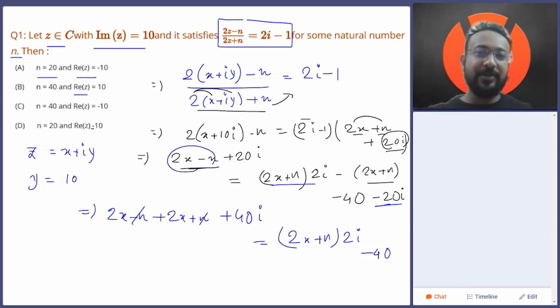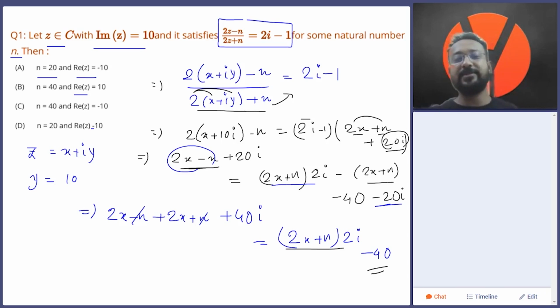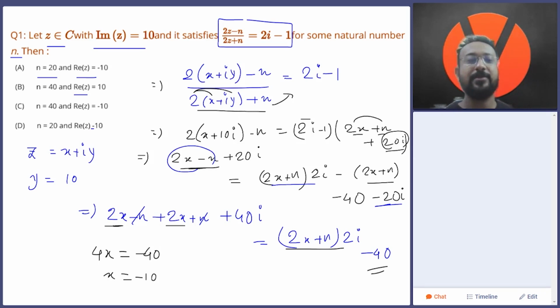So the real part on the right is minus 40, and the imaginary part is this, and vice versa. You can see 2x plus 2x is 4x, so 4x equal to minus 40. Hence immediately you get x as minus 10. So x as minus 10 means the real part is minus 10, so either A or C will be the answer. The imaginary part comparison is still left.